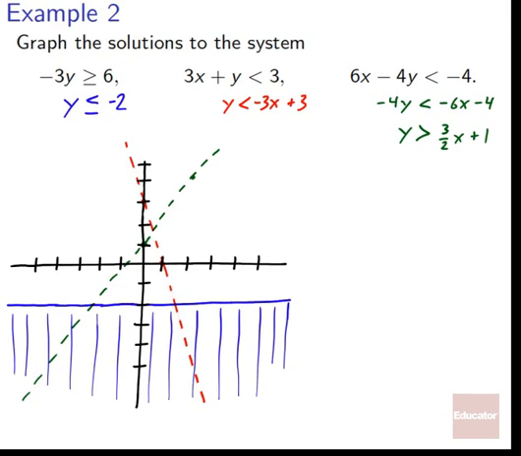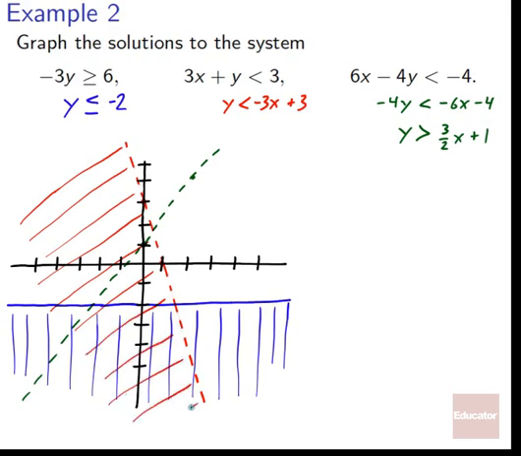For our red one, y has to be less than negative 3x plus 3. Once again, the y's will have to be below this value. We can use a test point like 0, 0. If we plug that in, we'll have 0 is less than negative 3 times 0 plus 3, which means 0 is less than positive 3, which is indeed true. So we shade towards that test point of 0, 0.